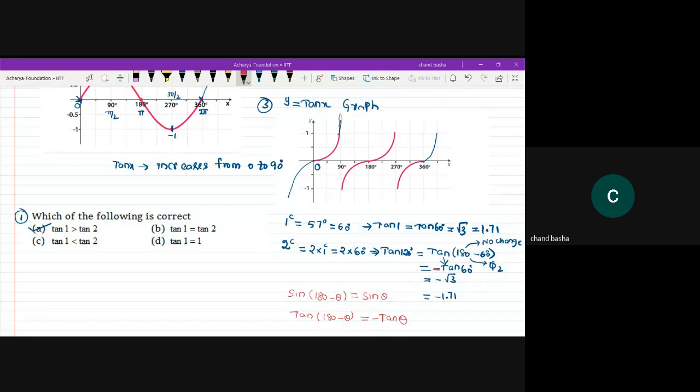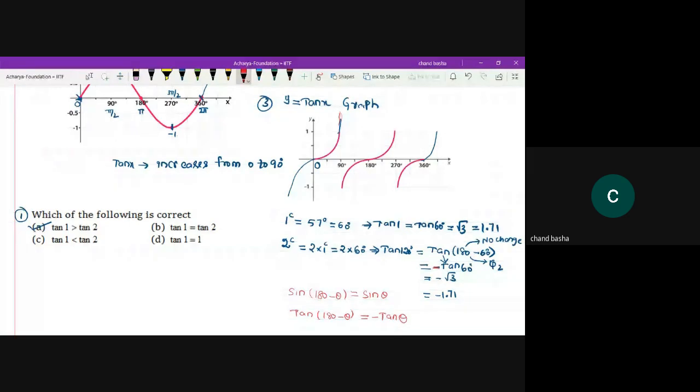Yes, Avani. Sir, how is 180 minus 60 equal to 60, sir? Already I proved that sine of 90 minus theta is equal to cos theta. I proved it for one part. The rest of the parts you can take similarly.